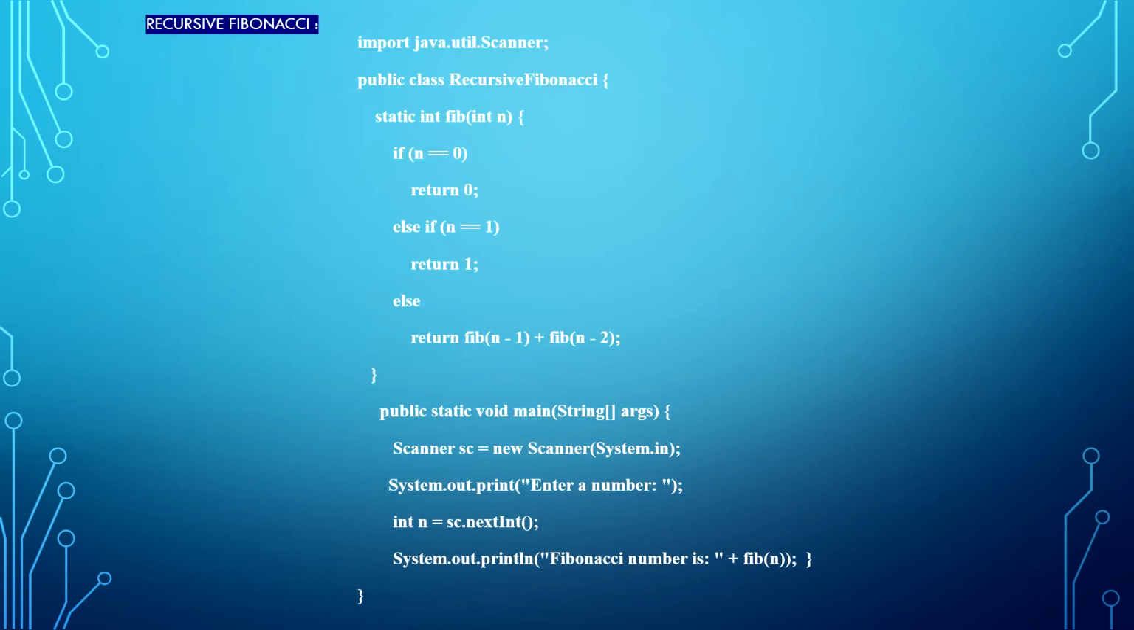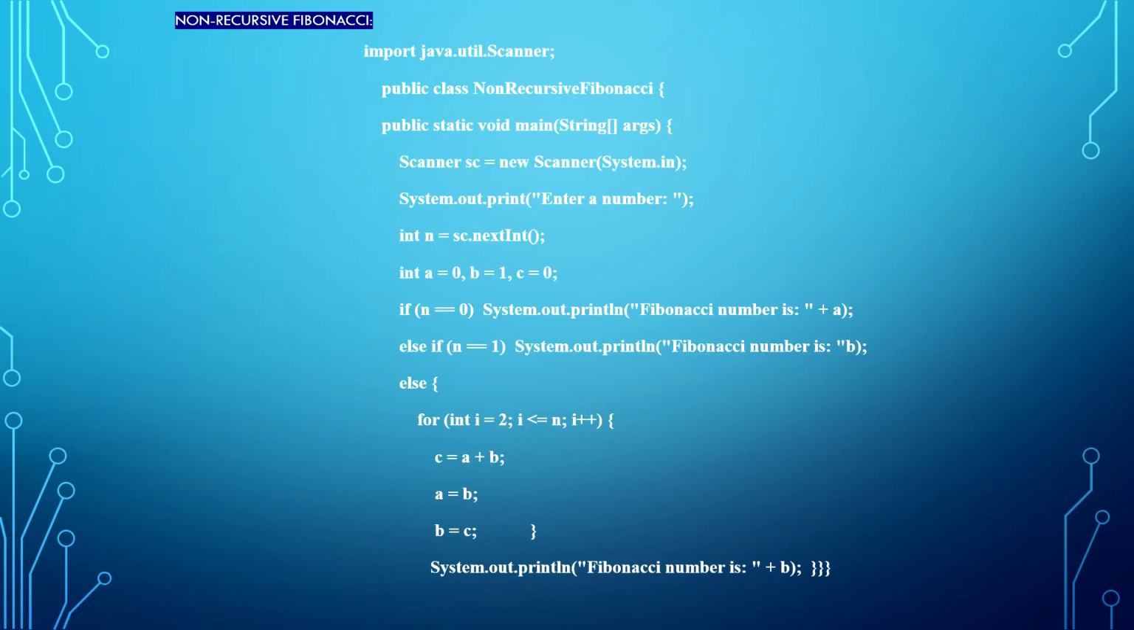This is the recursive Fibonacci program. In this program, the function calls itself. If n is 0, it returns 0. If n is 1, it returns 1. Otherwise, it returns fib of n minus 1 plus fib of n minus 2. This continues until the base condition is reached.